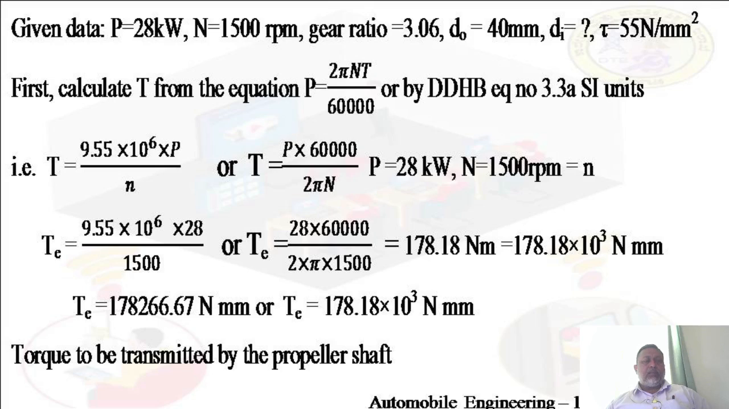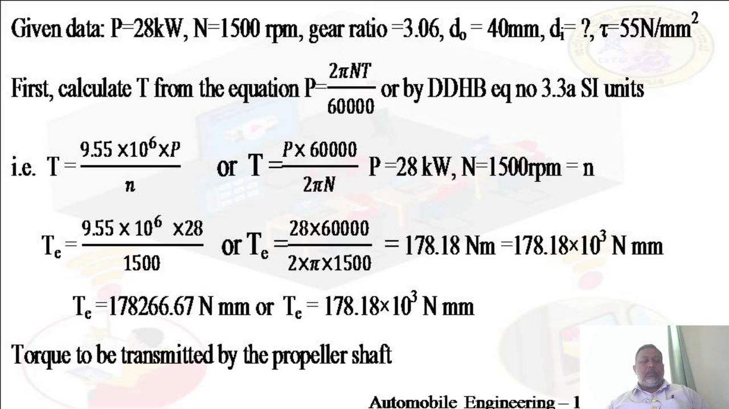We will have the answer T engine. Now it is T engine, not T, it is the torque of the engine. Clear? And its value is 178.26 into 10 raised to 3 Newton mm. So this is the torque obtained for an engine. So for the propeller shaft, actually we are designing for the propeller shaft. So this torque of the engine has to be shifted through the gearbox.